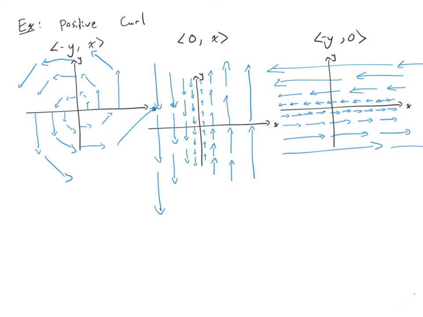So all three of these vector fields have positive curl. You should be able to compute each of their curls. So over on the left example, dN/dx is 1, and dM/dy is minus 1, so 1 minus minus 1 is 2. So over here we've got curl f equals 2. In the middle, we have curl f equals 1. And on the right, we have curl f equals 1. So these are all good examples to have in the back of your pocket.